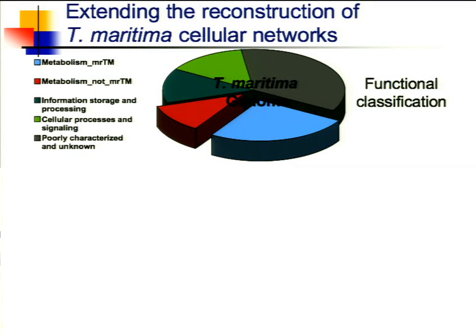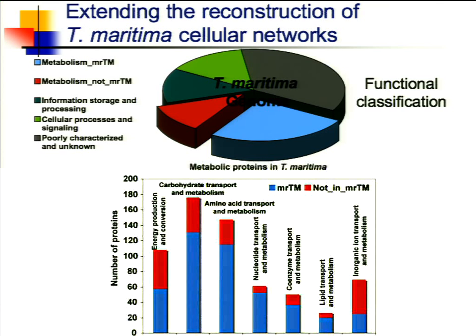If we look at the entire Thermotoga maritima genome, about a third of it encodes metabolic proteins and genes. And another third encodes processes like information storage or signaling processes and so on. And the rest is largely uncharacterized or unknown. So how can we start to extend our current version of the metabolic reconstruction and make it more complete at first, and then incorporate other processes like regulation and information signaling processes?